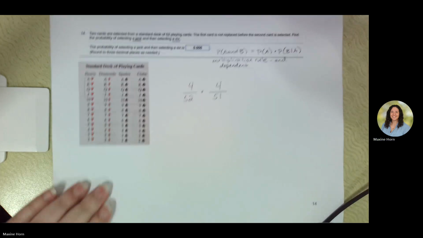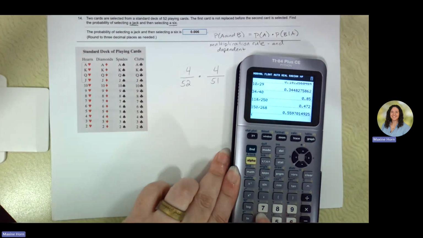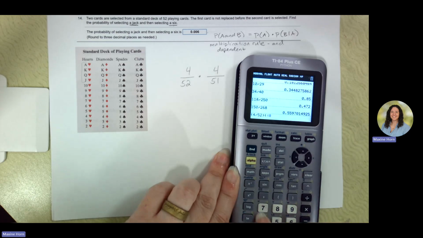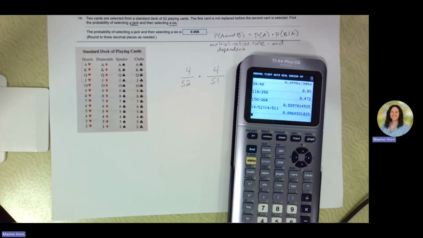Okay. So we're going to plug this into the calculator. I would say if you're not super comfortable with order of operations and things like that, just put your fractions in parentheses so that your calculator doesn't calculate something different than the way that you want it to. Okay. So that's how they're getting 0.006.